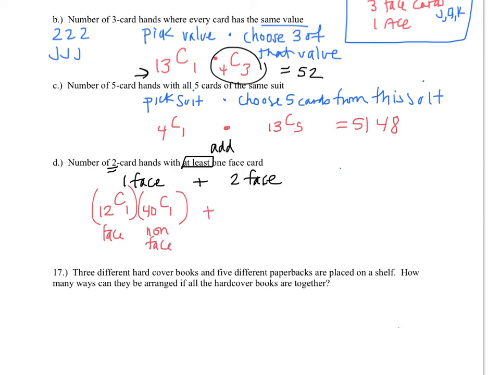However, I could also have 2 faces, and if I choose 2 face cards, it's 12 choose 2, and then 40 choose 0. And again, the 40 choose 0 does not have to be there. It's more of a placeholder to remind you that you are not picking any non-face cards. And after we multiply these together, we will get 480 plus 66, which gives us 546.